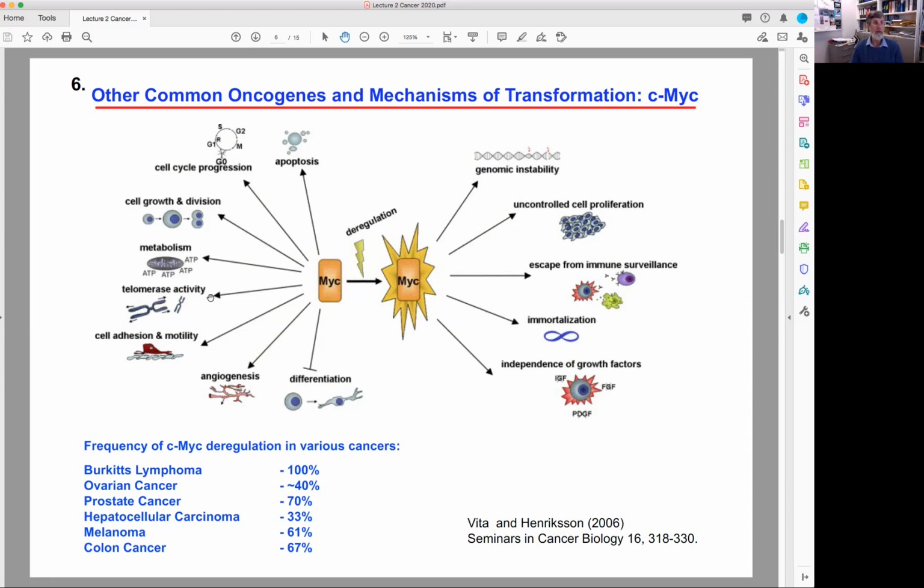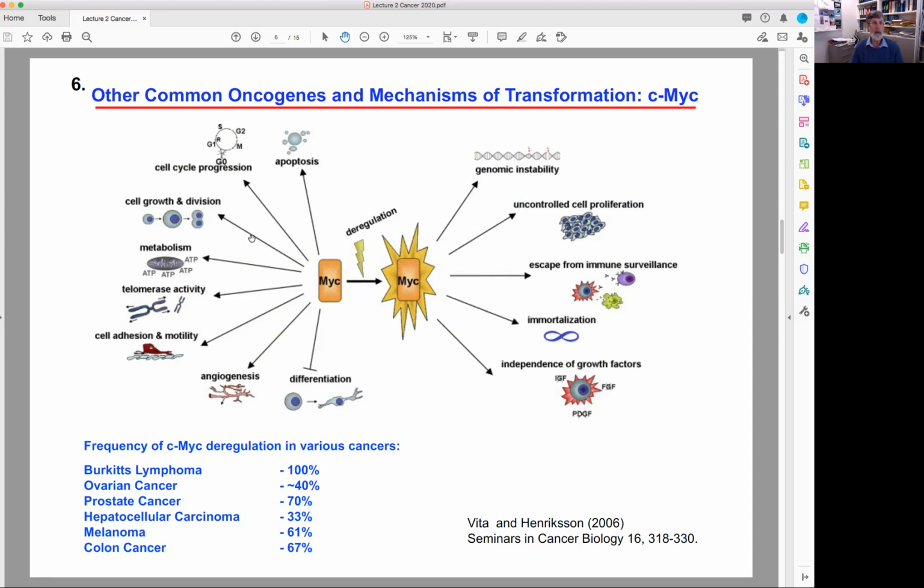It also stimulates telomerase activity, where telomerase is an enzyme that maintains the length of the ends of the chromosome, which is very important for giving cells the ability to undergo cell division. And we're actually going to talk about that more at the end of the lecture. But Myc also is involved in regulating cell adhesion and motility. It promotes angiogenesis, and it also opposes differentiation. If cells differentiate, then they're not proliferating. So that also promotes unlimited growth of the cells if you're blocking their differentiation.